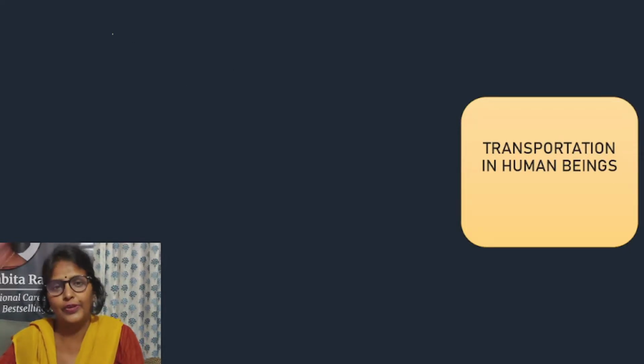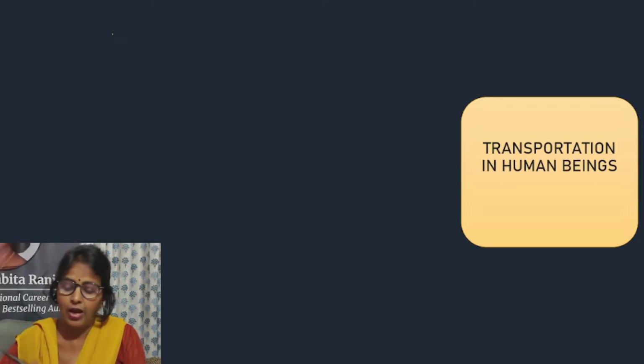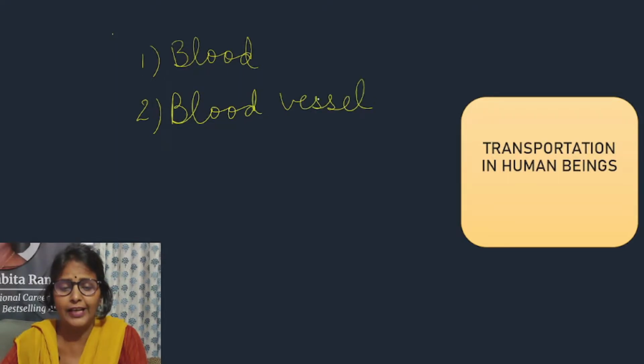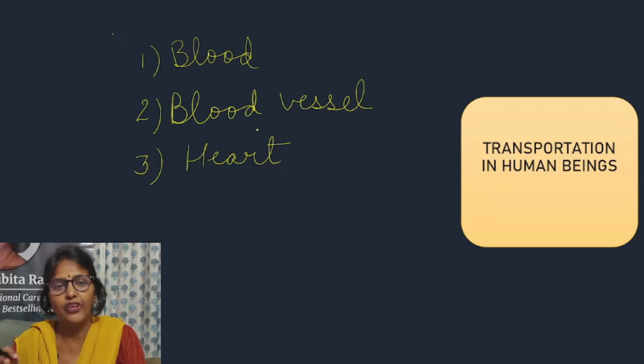It is also known as the circulatory system, and we have three components in the circulatory system. What are those three components? One is the blood, which is being circulated, and second is the blood vessels, the tube-like structures in which the blood flows, and the third one is the pumping organ, which is the heart. So we will study all of them one by one in the circulatory system.